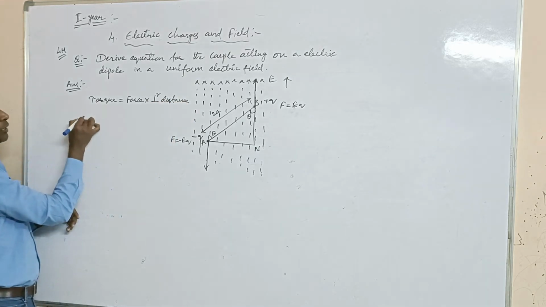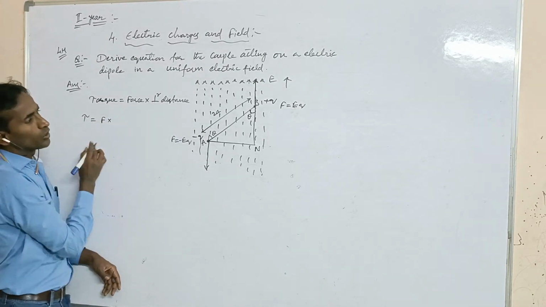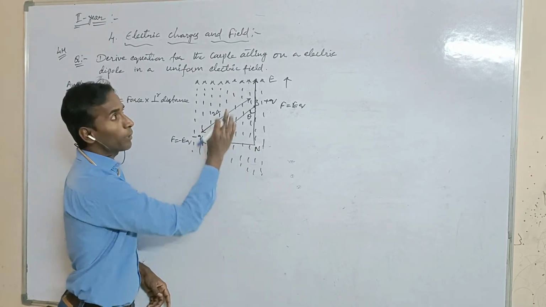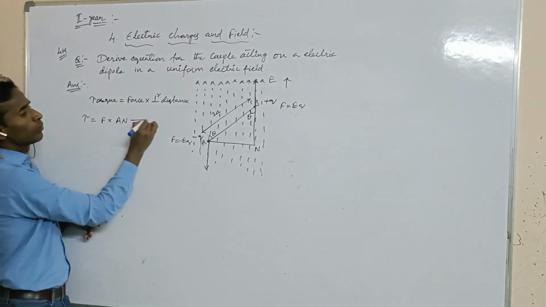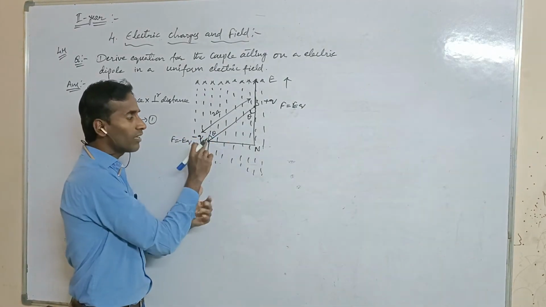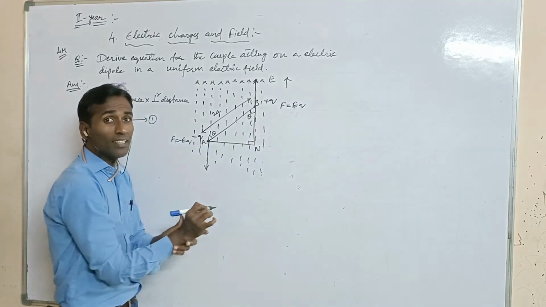Torque is denoted by the symbol tau. Tau is equal to force into perpendicular distance, which is nothing but AN. AN is perpendicular to the uniform electric field. So I am writing this as equation 1. Now we can take one triangle, which is formed by A and N, with the right angle formed at N.